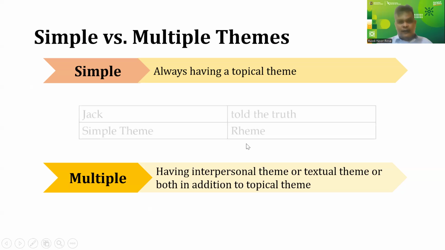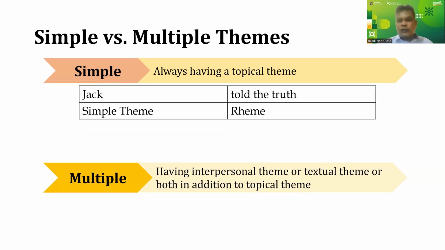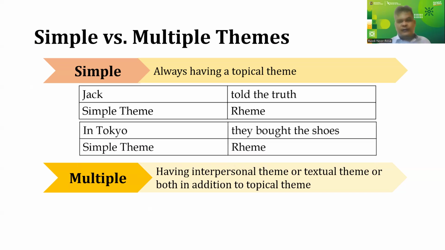Now, let's see the example. Jack told the truth. And you can see here we have only one theme, that is Jack. And Jack here is an element of topical theme because it is a participant. Therefore, it belongs to a simple theme. We have only one theme there. The other example of a simple theme is: In Tokyo, they bought the shoes. You see here, we have only one theme. We have only a topical theme, that is, in Tokyo.